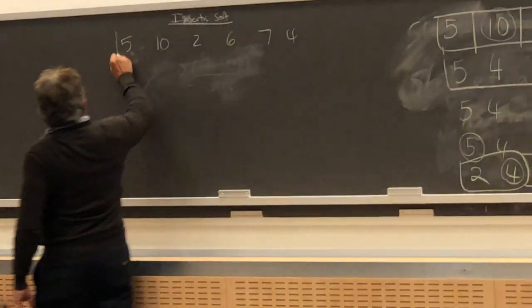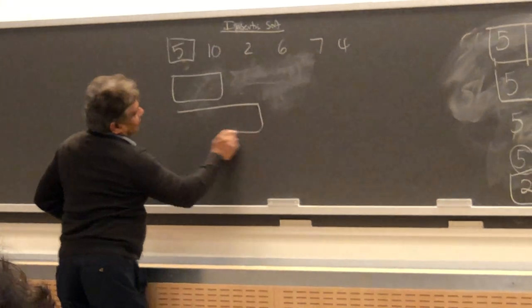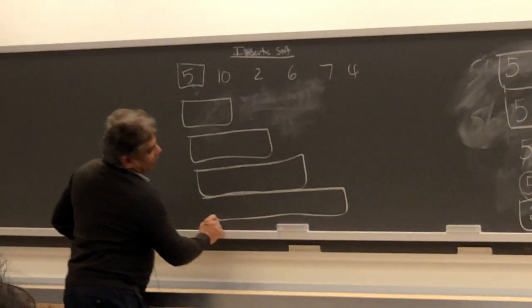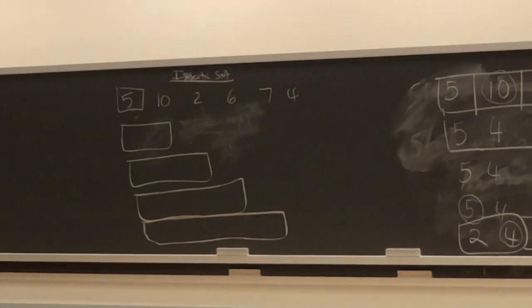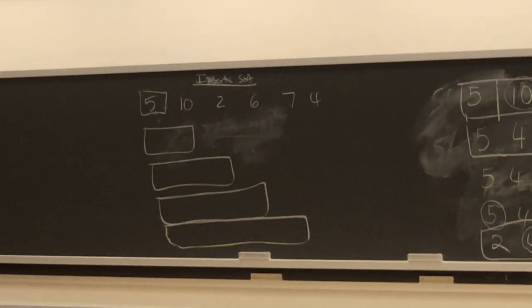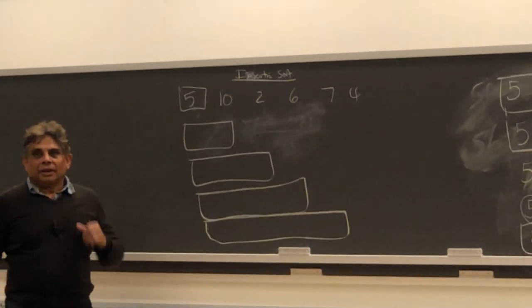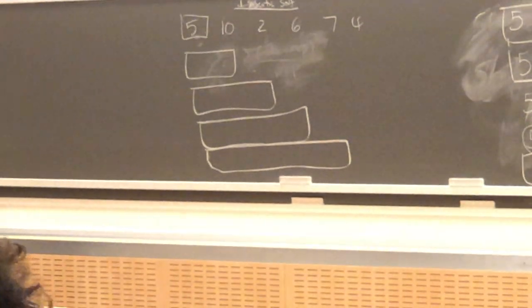The way you get started is by assuming this is in the right place. Then you have to create an array of size 2, size 3, size 4, size 5, and finally the big thing, right? So in other words, as you go through the thing, these arrays are going to be sorted. Okay, what goes into those things? What goes into this box here?